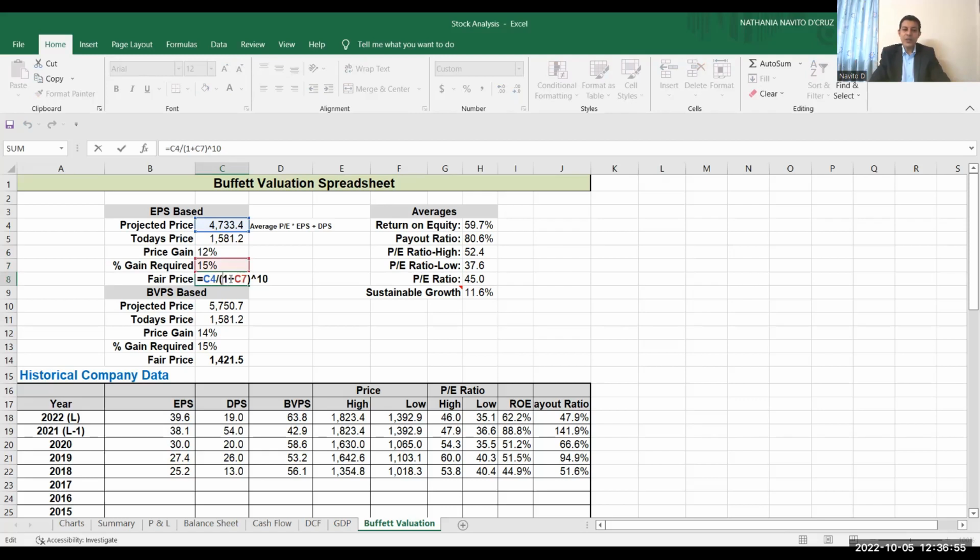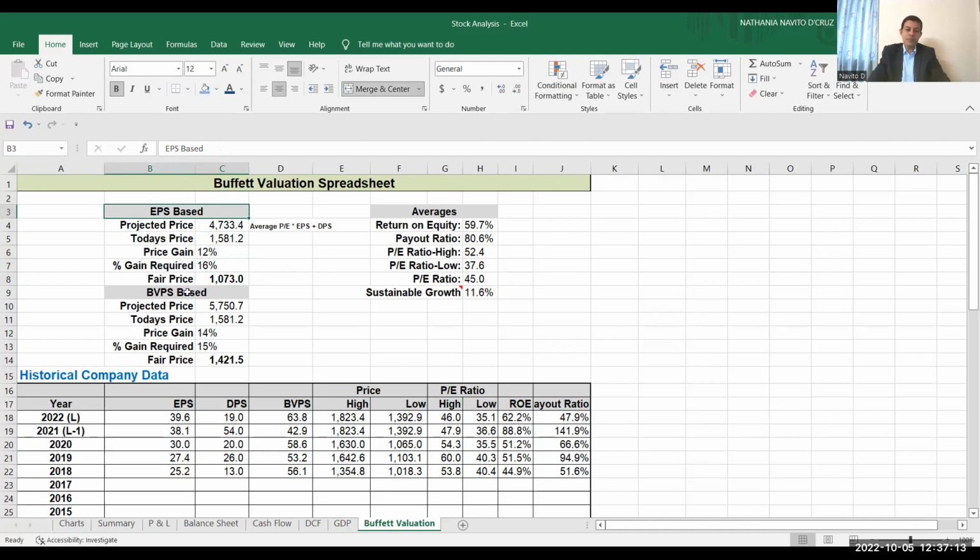So we use that formula to derive to what value we need to wait the stock price to come to, so that I can achieve 15%. Or if I put 16%, then this is the fair price which I need to wait for. So this is based on the EPS model.